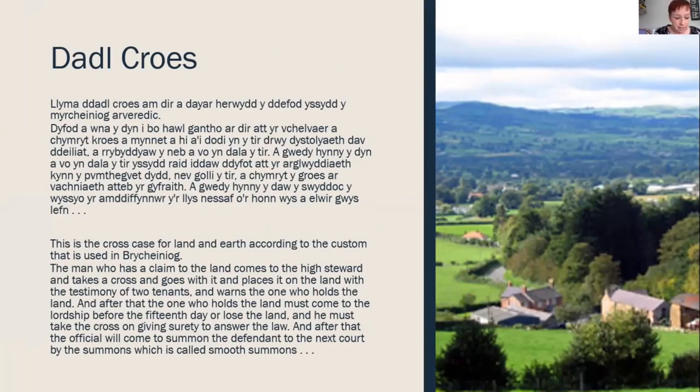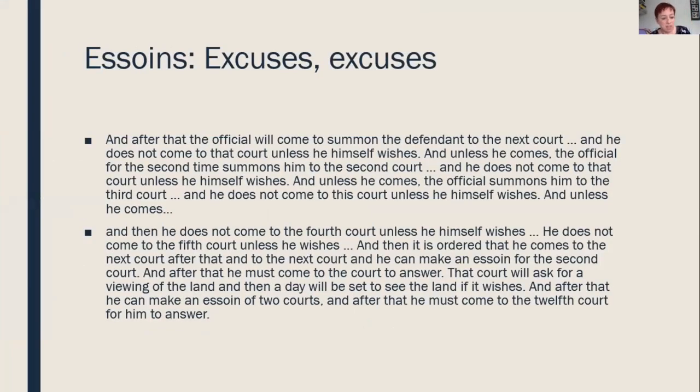And then the other person is summoned to law. And this is a very long, drawn out situation. The defendant can refuse to come to court up to 12 times or more. He can just refuse to come. An esoin is an English practice, an excuse for not coming to court. And you can make several of these esoins and not come to court, and you come up to the 12th court.